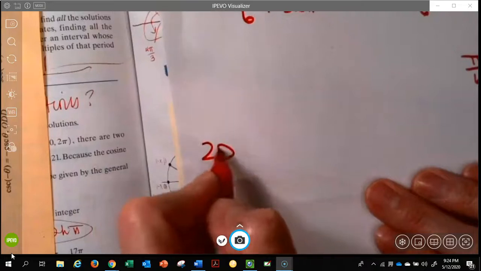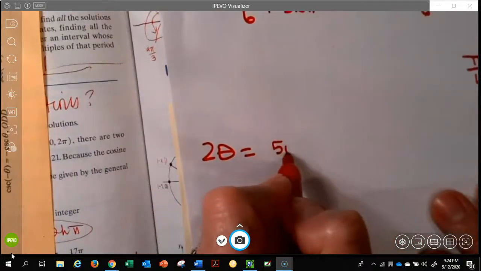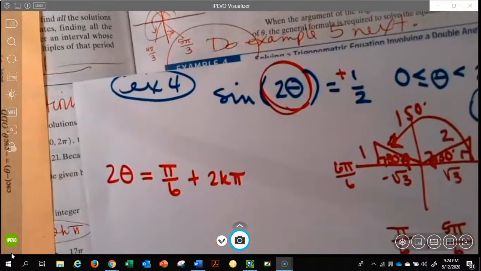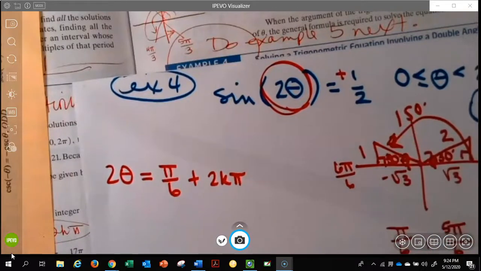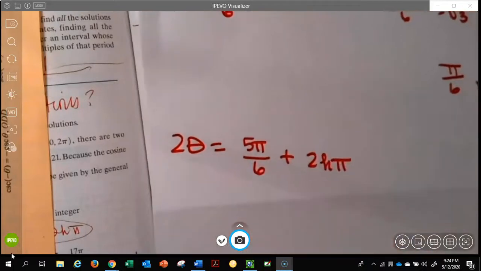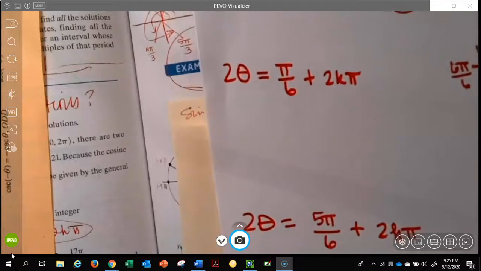Or my 2 theta, sine of what is a half, could be 5 pi over 6. And again, 5 pi over 6, I can go around 2 pi, clockwise, counterclockwise. So I've got to incorporate all of those angles too. This one's a little bit different.